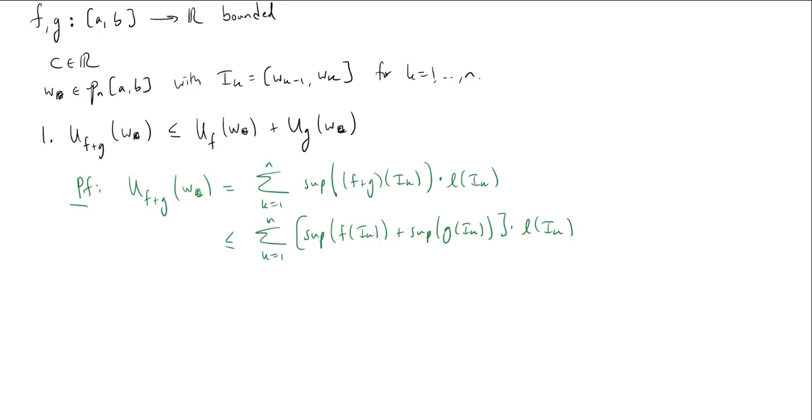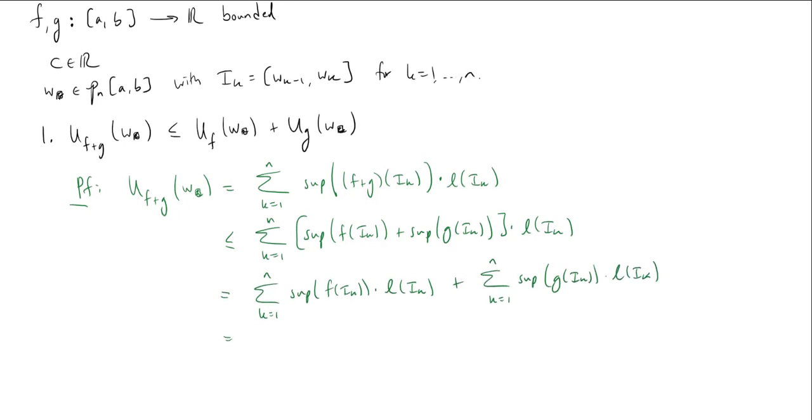Okay, and now I finish it off by playing a little algebra trick. I'll distribute the length of I sub k in and then split the sum. So I'll get the sup of f on I sub k times the length of I sub k, and I split the sum, and now I'll have the sup of g on I sub k times the length of I sub k.